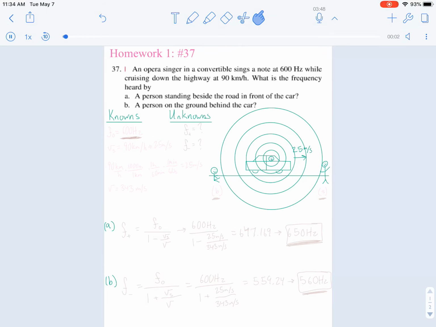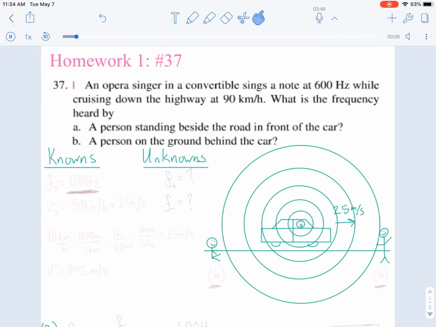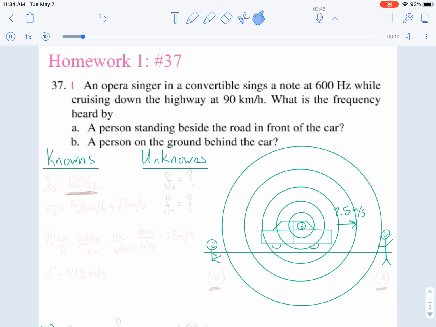Hi, so for my pencast today, I have homework 1, problem 37. It states an opera singer in a convertible sings a note at 600 hertz while cruising down the highway at 90 kilometers per hour. What is the frequency heard by A, a person standing beside the road in the front of the car, and B, a person on the ground behind the car?